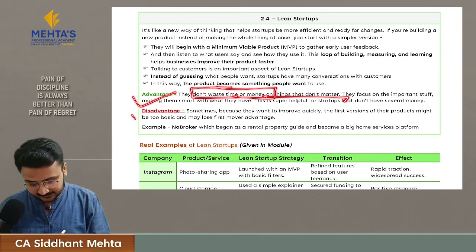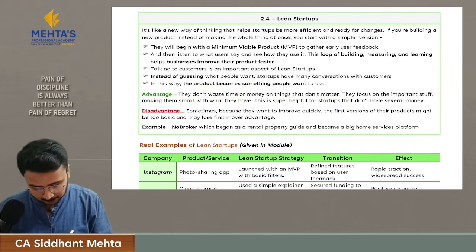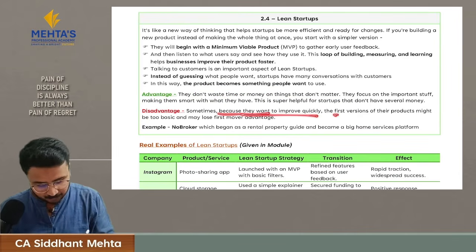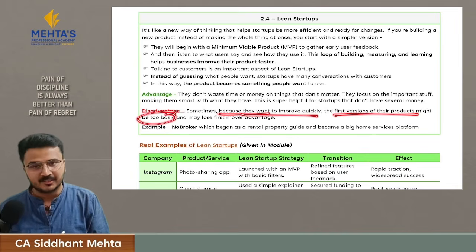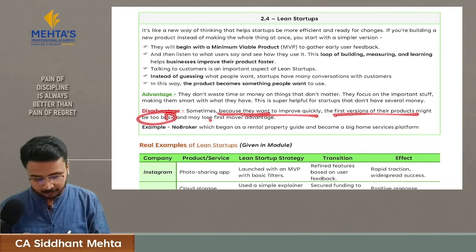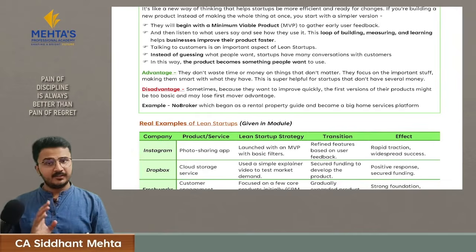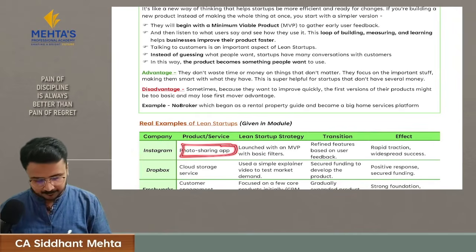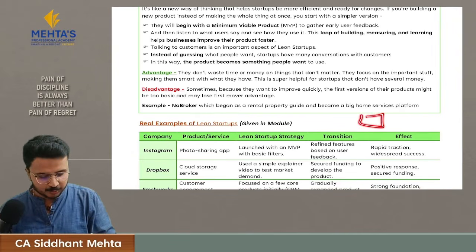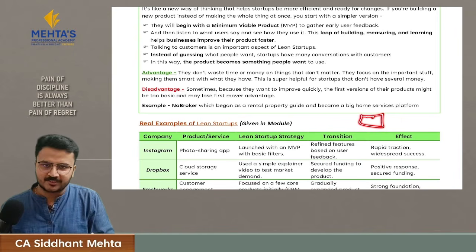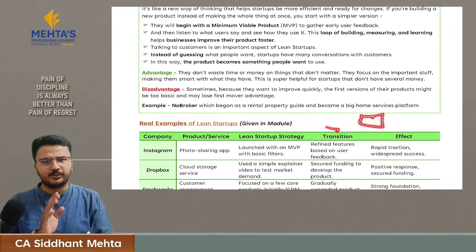But here the disadvantage is sometimes because they want to improve quickly, the first version of their product might be too basic, by which they will lose the first mover advantages. For example, Instagram. Earlier Instagram was only photo sharing app. मतलब इंस्टाग्राम पे बस आप अपने फोटोज पोस्ट कर सकते हो, बाकी लोगों के फोटोज देख सकते हो और फीड में जितने भी पब्लिक अकाउंट्स हैं उनके फोटोज आप देख सकते हो.